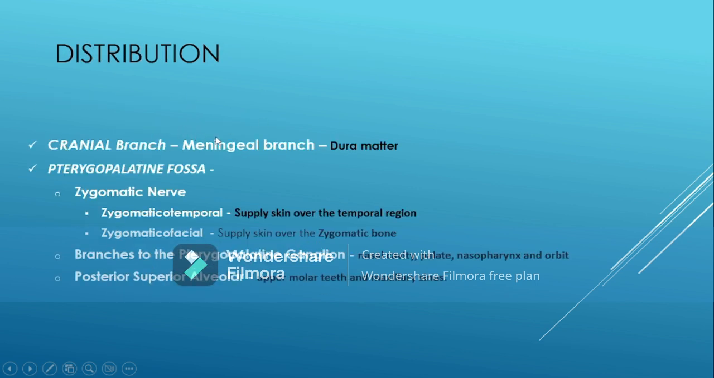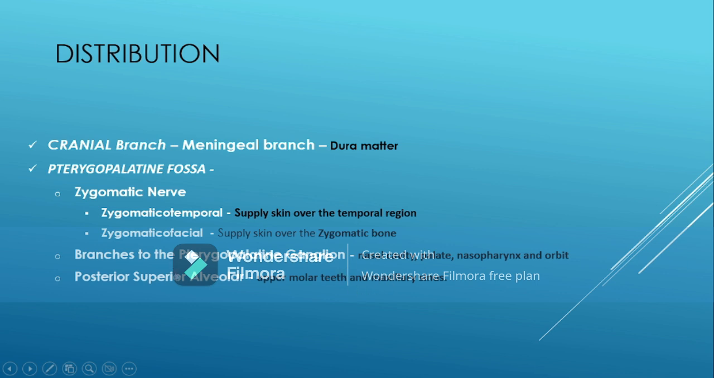Now here is the distribution. The meningeal branch supplies the dura mater. Then the branches to the pterygopalatine ganglion supply the nasal cavity, nasopharynx, palate, and orbit. The posterior superior alveolar supplies the upper molar teeth, that is 6, 7, 8, and the maxillary sinus.